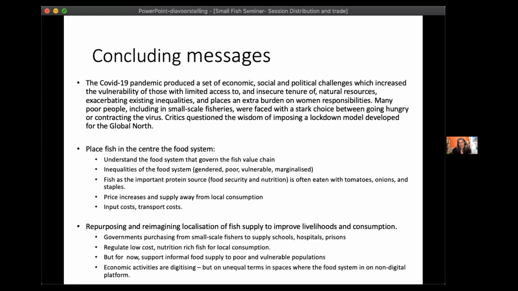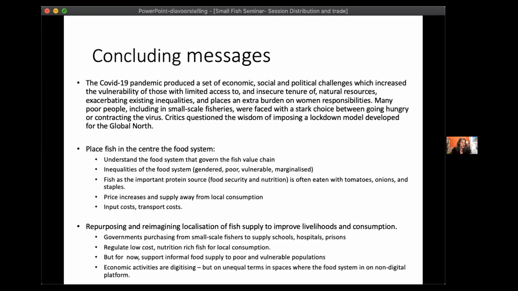And this is particularly a problem in the South African case, where it is a big industrialized fisheries country. Regulate low-cost, nutrition-rich fish for local consumption. And I think it is also important that we do not push to formalize every part of the chain. There is a big role informal food supply plays for poor and vulnerable populations, and this is particularly what we could see during the lockdown.